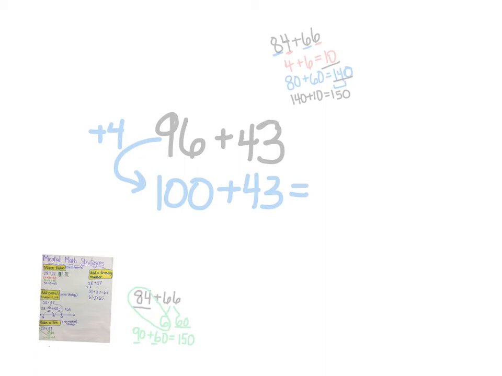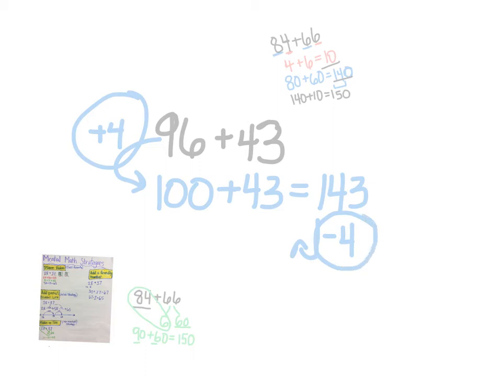143, but that won't be 143, because we have too many. We added 4, so since we added 4, now we have to subtract our 4. If I added, I have to subtract. So if I added 4, I also have to make sure that I subtract 4.